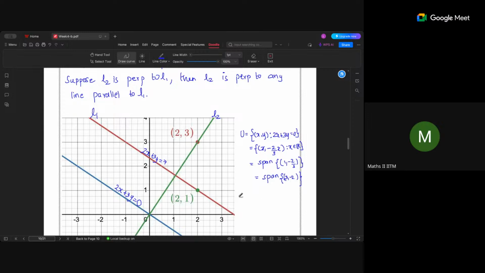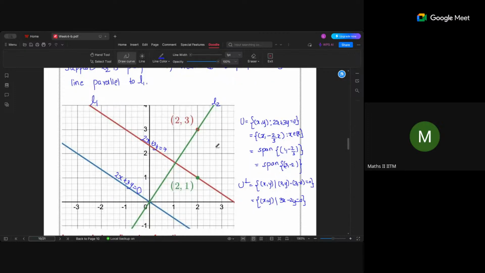Now you can easily find what is your U perp. It is nothing but the set of all x comma y such that the dot product of x comma y with 3 comma minus 2 is 0. So what is the equation we are getting? x comma y such that 3x minus 2y is 0. Is that correct? Yeah. So this is the line we are looking for.